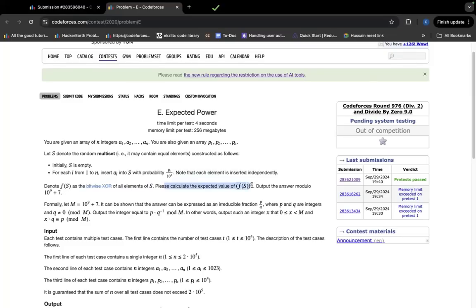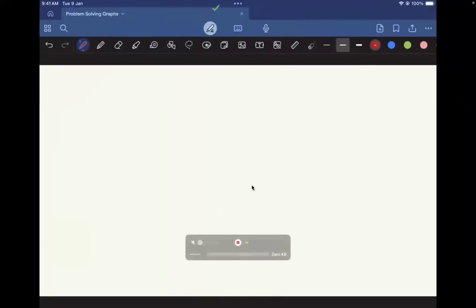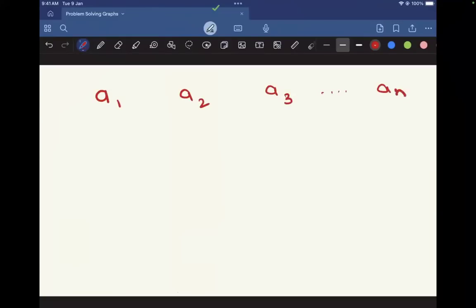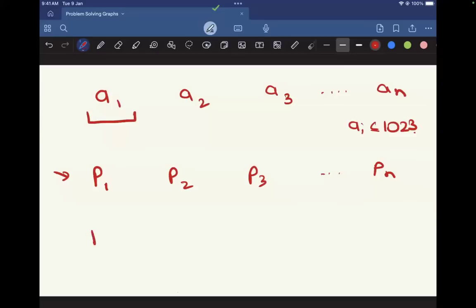Okay. So guys, what does the problem say? The problem says that we are given an array of elements A1, A2, A3, and so on up till An. Keep in mind that Ai is smaller than or equal to 1023. Now, the next thing to consider is that we are also given a probabilities array P1, P2, P3, and so on. What does this probability array mean? It means the probability of Ai getting picked up is Pi divided by 10 raised to 4.